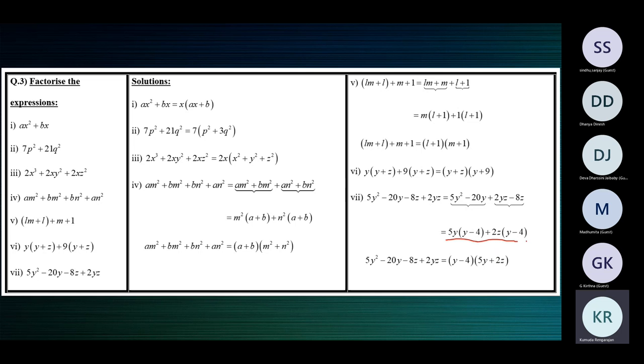In this step, what is difficult to understand? I'll stress on that. Ma'am, I didn't understand how the minus 2z in the first step becomes plus 2yz in the second step. That is the doubt for me, ma'am.